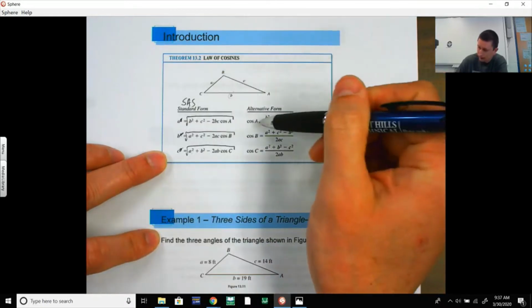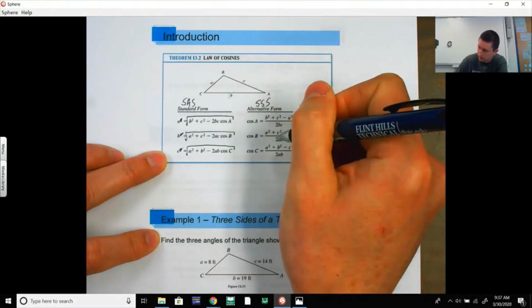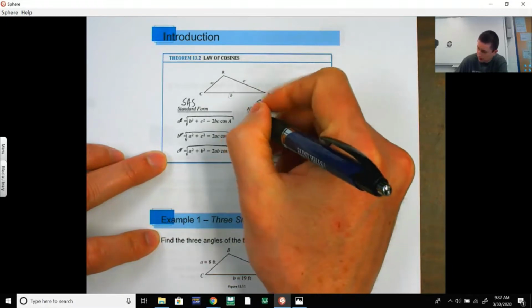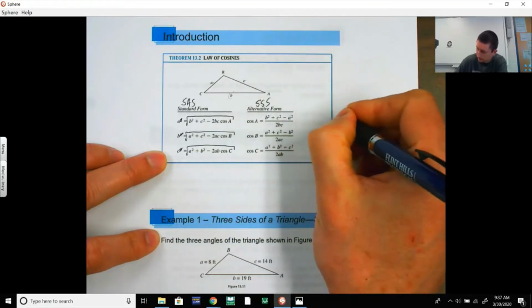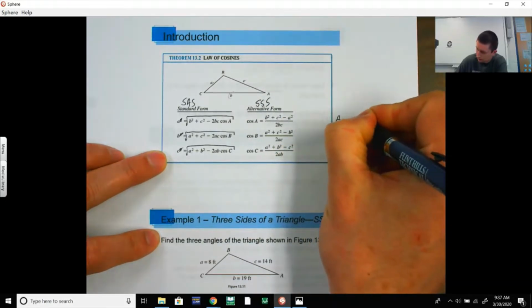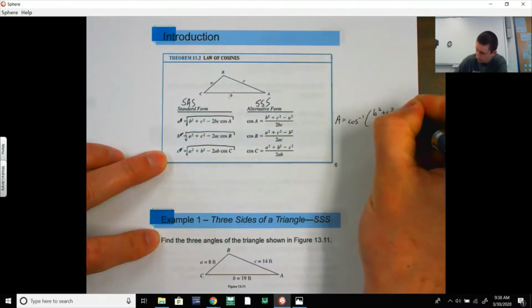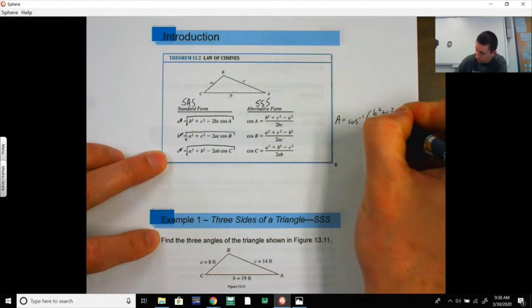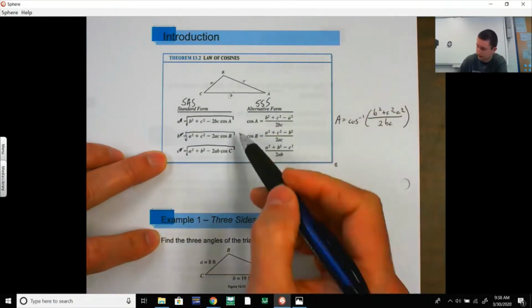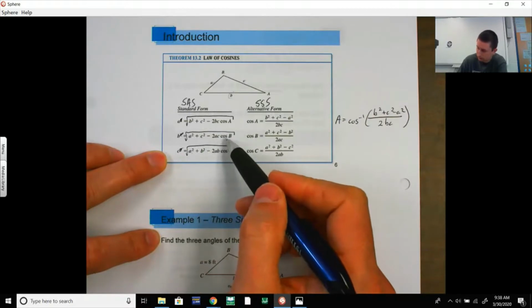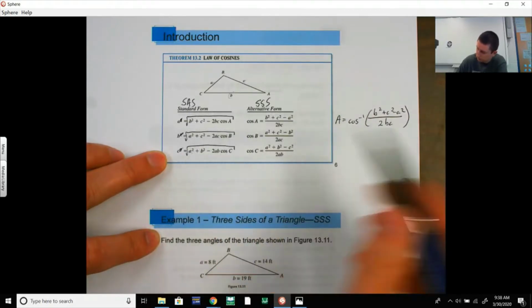If you're looking for an angle first, that means you have side, side, side. You're going to be using the alternative form. Now remember, cosine of A equals this. That means A equals the inverse cosine of b squared plus c squared minus a squared, over 2bc. And that's just solving this side for the cosine.